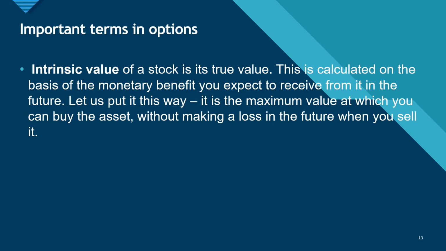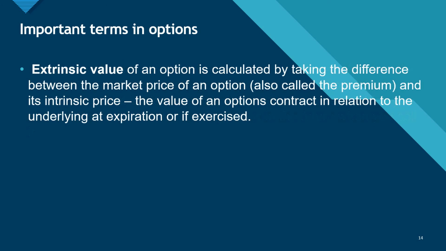Next is intrinsic value. Intrinsic value is nothing but the maximum value that you can buy the asset without making any losses in the future. Then what is extrinsic value? Extrinsic value is calculated by taking the difference between the intrinsic value and minus the time decay or theta. I'll explain what is theta in the next coming slides.